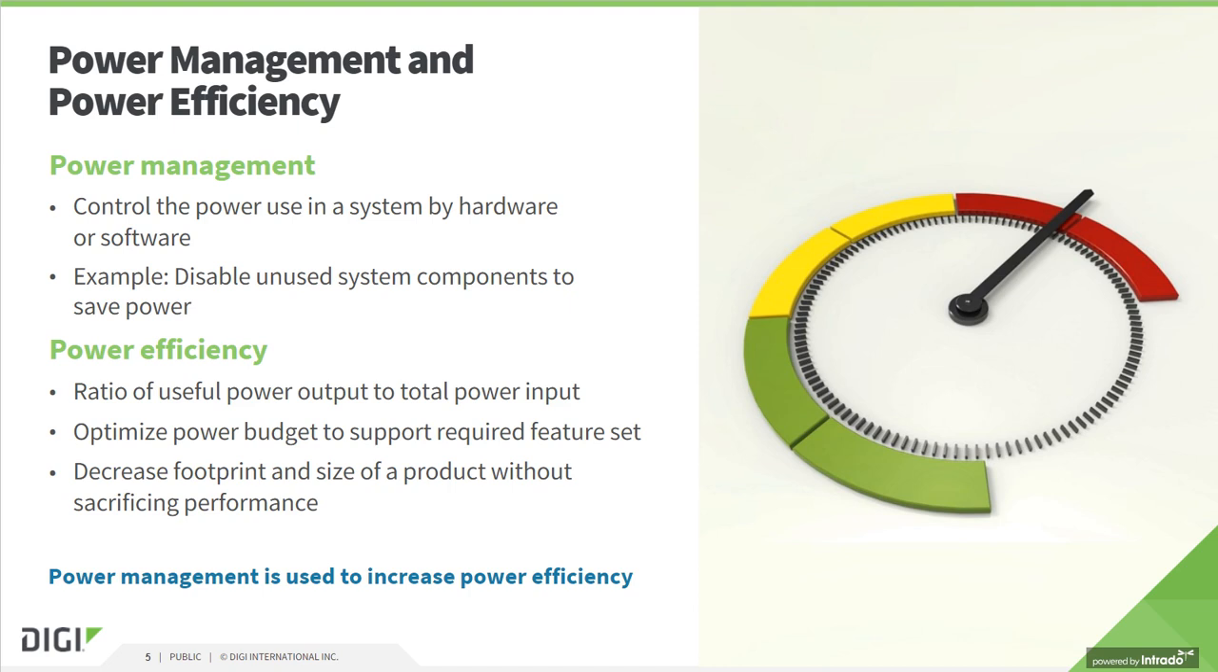If you are designing products for industrial, medical, or other demanding applications, both power management and power efficiency can be differentiators. Power management is the practical process of controlling power use in a system by hardware or software. For example, actively or automatically disabling an unused system component with a goal to save power. Power efficiency, on the other hand, is a measure officially defined as the ratio of power output to the total power input provided to a system.